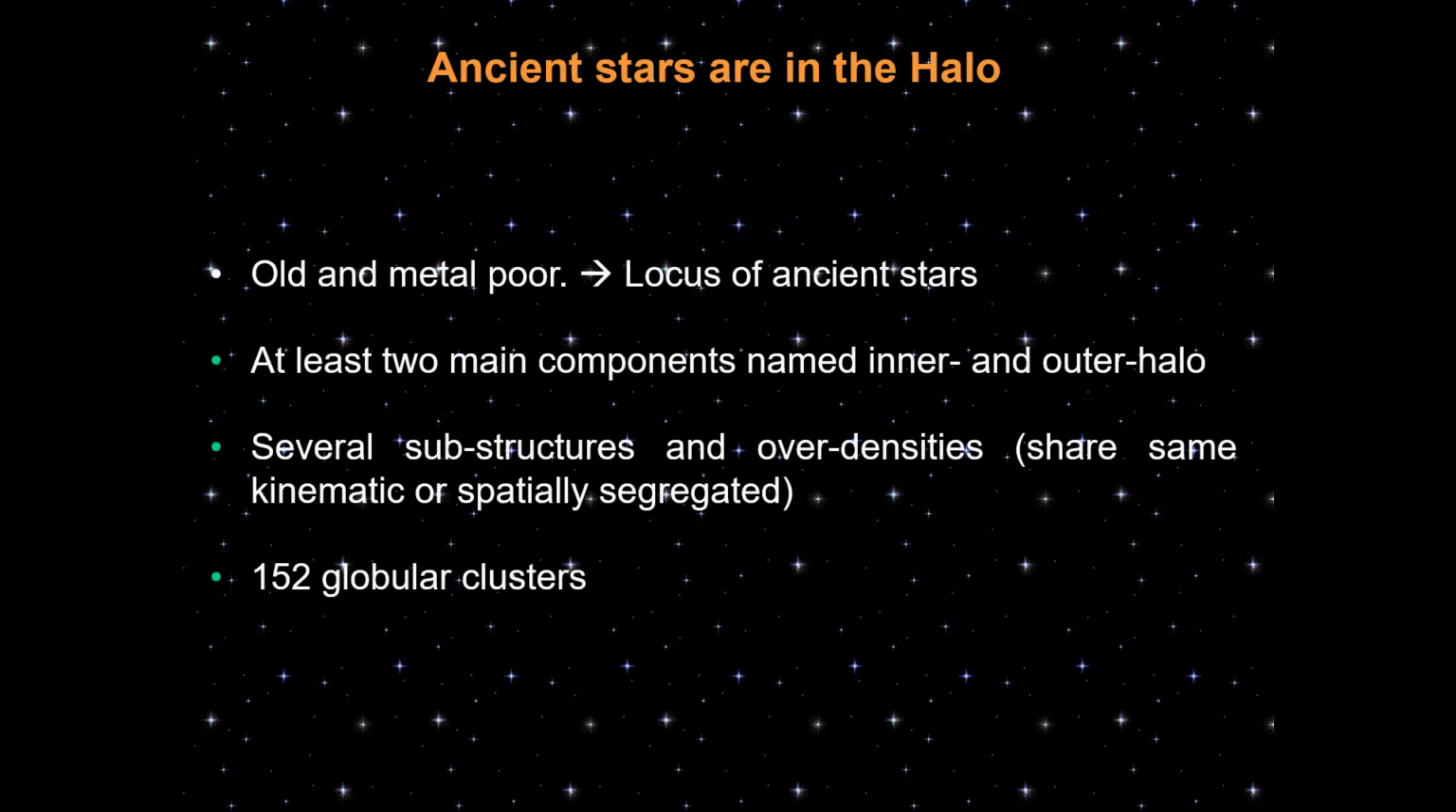The halo is a very important structure for us who perform near-field cosmology because it's old and metal poor. It comprises at least two main components, inner and outer halo, and several substructures and overdensities, some of which can be seen only in phase space, and more than 150 globular clusters.